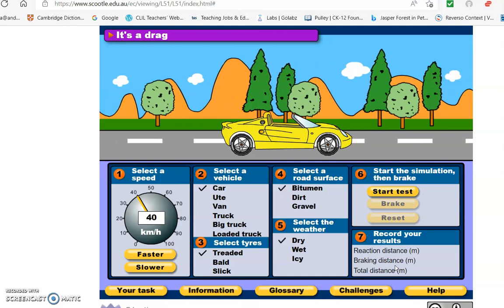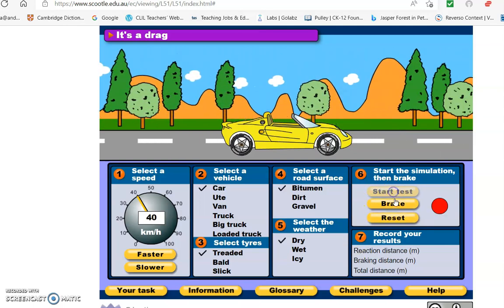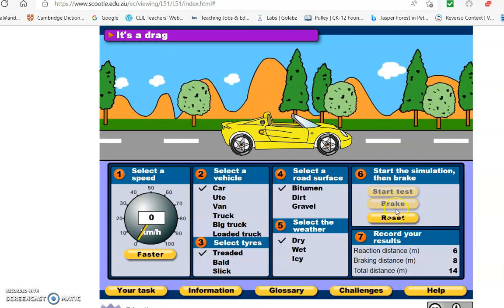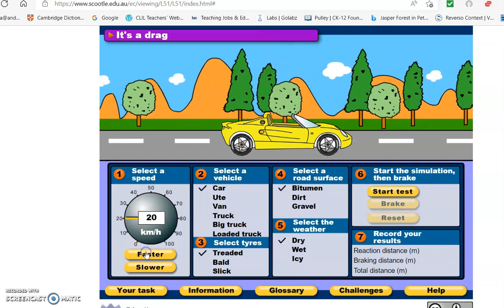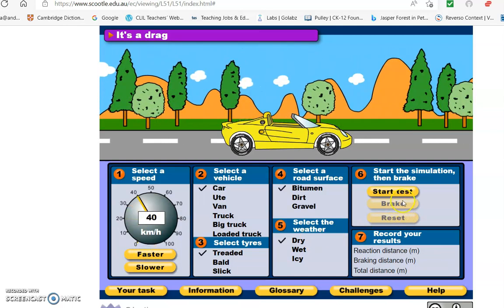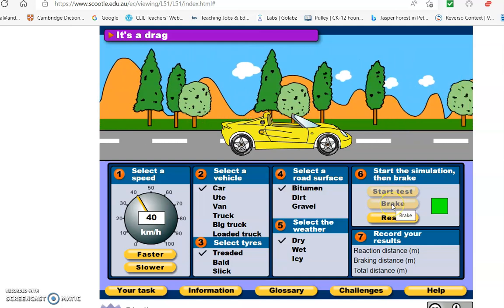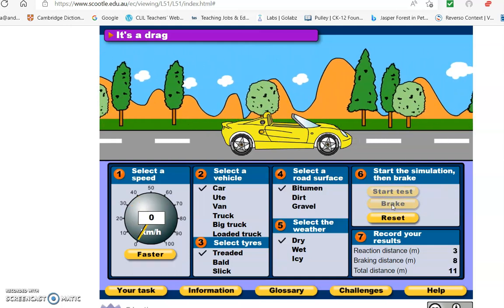So let's do that. Here we are. Oh, that was fast. Let's do that one more time. Right. So the reaction distance was 3 meters. The velocity was 40 kilometers per hour.